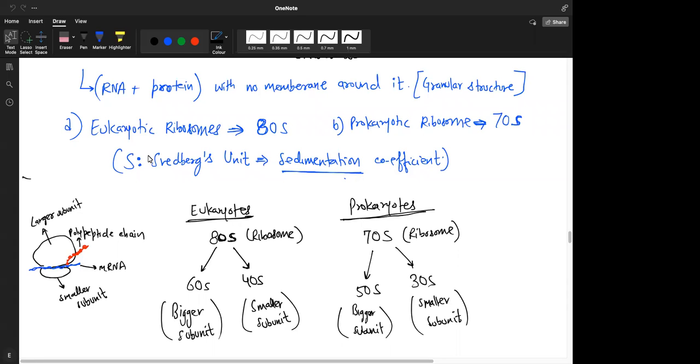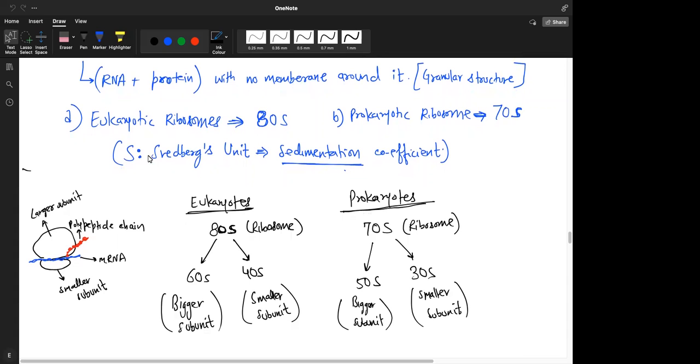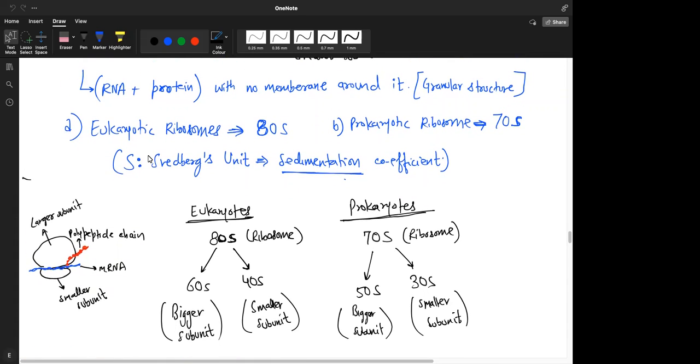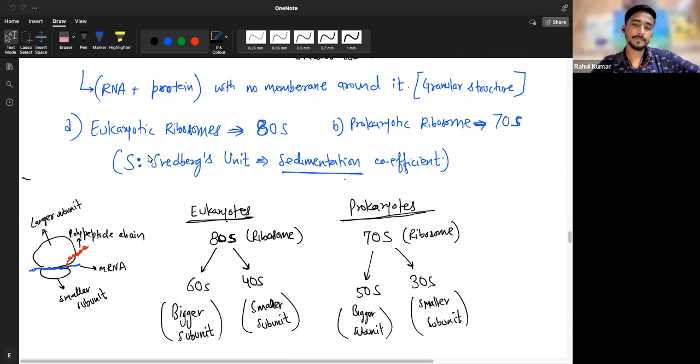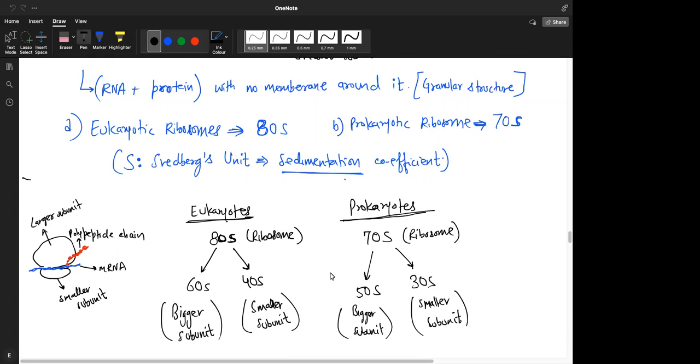S, and together it gives 70S. S here is the sedimentation coefficient, also termed Svedberg's unit. It is an indirect way to assess density and size. While in eukaryotic cells, there are 60S and 40S subunits, which together give 80S.